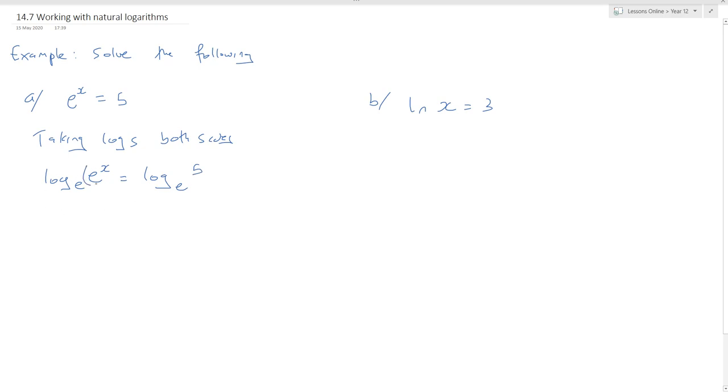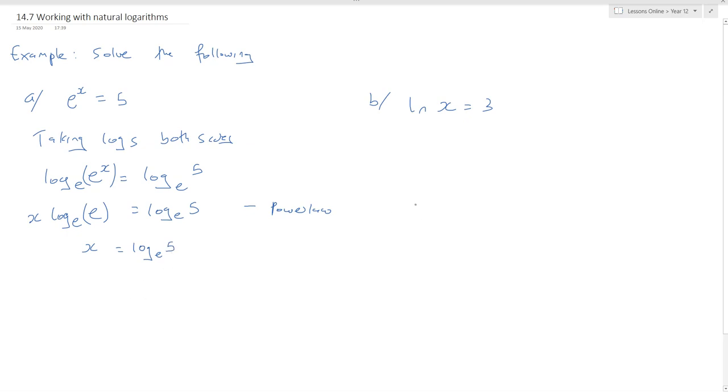Now we can use the power law, and that's going to say we can simplify that to give us x log to the base e of e is equal to log to the base e of 5. Power law. And we know that if you've got the base and a number the same, then log to the base e of e is 1, which means we've got x is equal to log to the base e of 5.